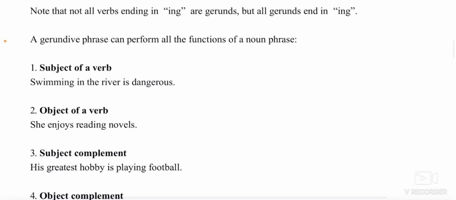Another example here, where it functions as an object: she enjoys reading novels. Reading novels here is a gerundive phrase because the head word ends in -ing and it is responding to the verb enjoy. What does she enjoy? The object of the verb enjoy there is reading novels. So reading novels receives the action of enjoying. What does she enjoy? She enjoys reading novels.